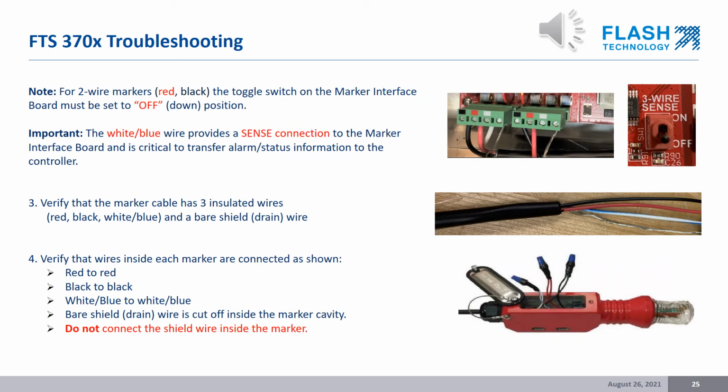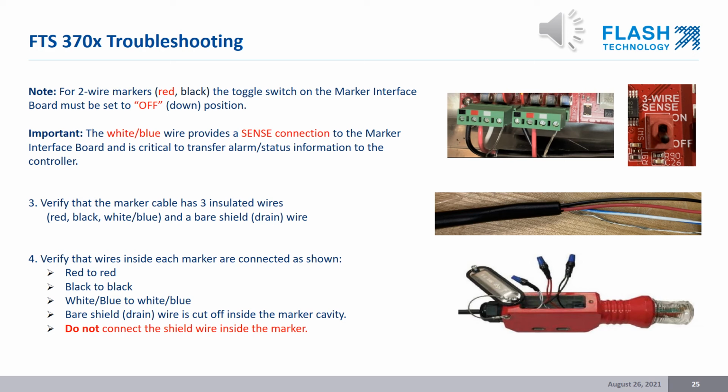Note that if you have the cable which only houses a red, black, and drain, then the toggle switch will need to be in the down or off position. Step number 3. Verify which cable you have and make sure to have the cable which houses the red, black, and white-blue with the bare shield wire.